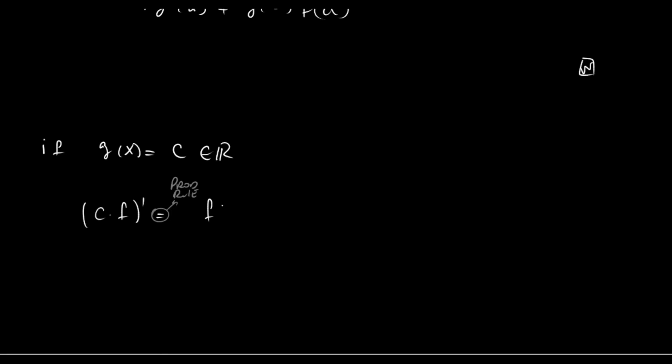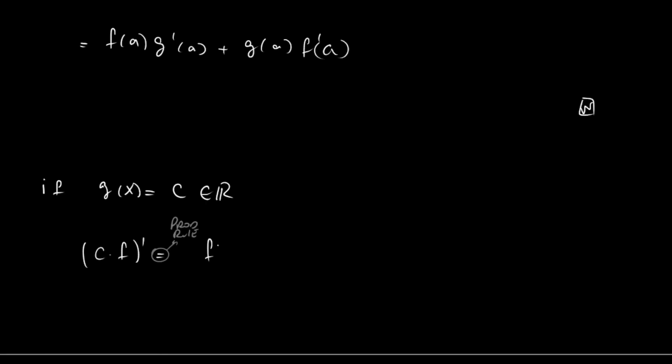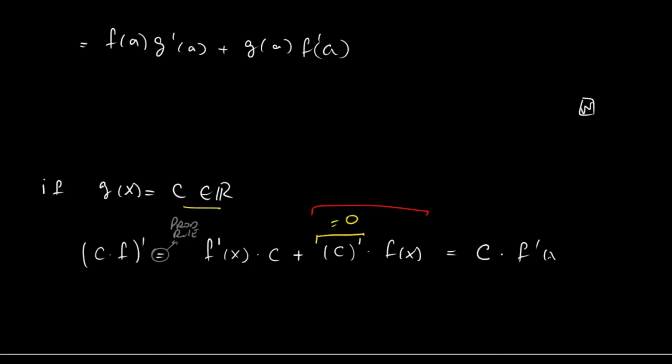The derivative of f here times c plus the derivative of c times f. But now the derivative of c, because c is a constant, we know this is equal to 0. We saw this in our previous video. So then this whole term is 0, and the only one that survives is c times f prime in x. So this is what happens when g is a constant.